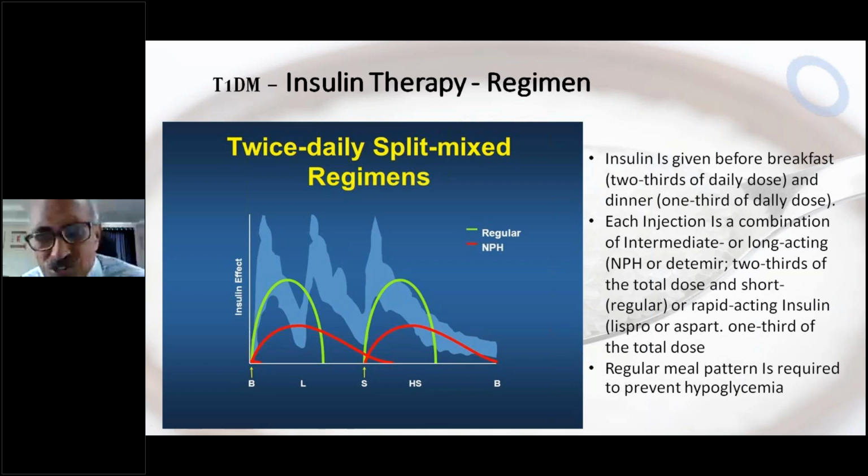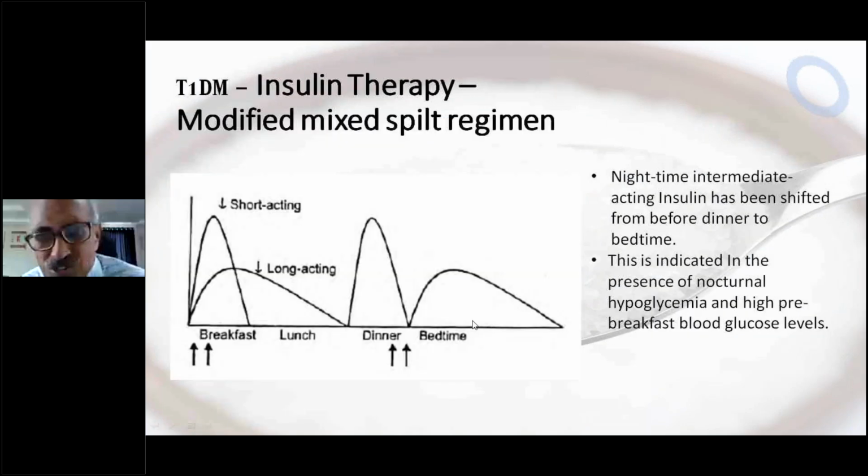And the next one is a little modified mixed pattern. What is done in the mornings is almost the same. The only problem here is that the nighttime intermediate acting insulin has been shifted from before dinner to bedtime, but it becomes 3 pokes again. So these two you can combine in the same syringe, but here you give a short acting before dinner and long acting at bedtime. So this helps maintain the basal level till morning.